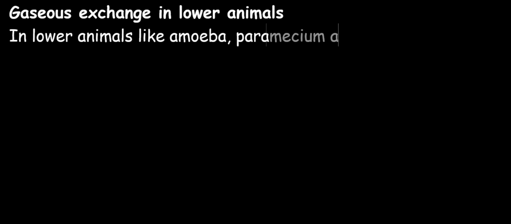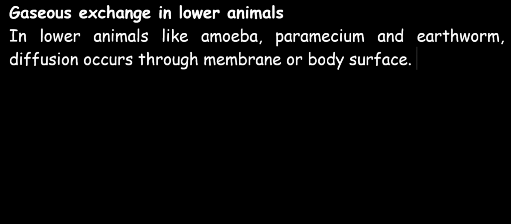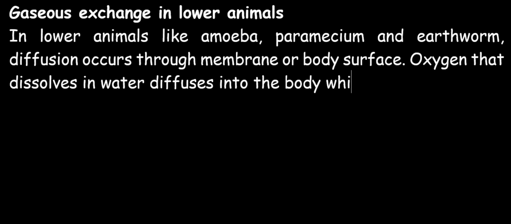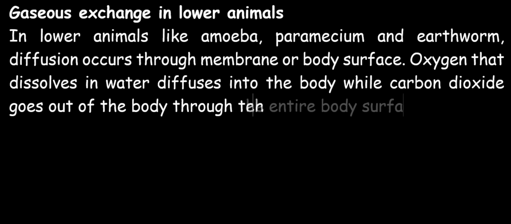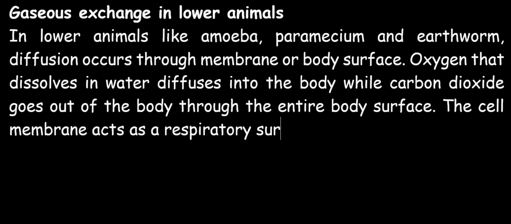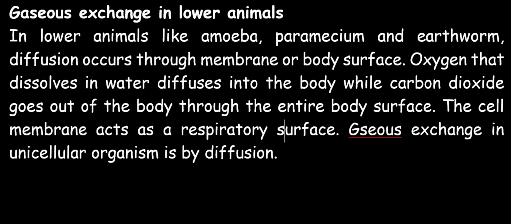In lower animals like amoeba, paramecium, and earthworm, diffusion occurs through the membrane or body surface. Oxygen that dissolves in water diffuses into the body, while carbon dioxide goes out of the body through the entire body surface. The cell membrane acts as a respiratory surface. Gaseous exchange in unicellular organisms is by diffusion. The earthworm is able to use its body surface because it has moist skin.